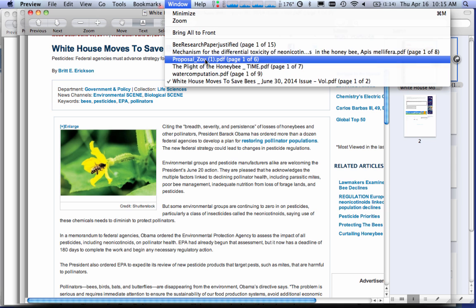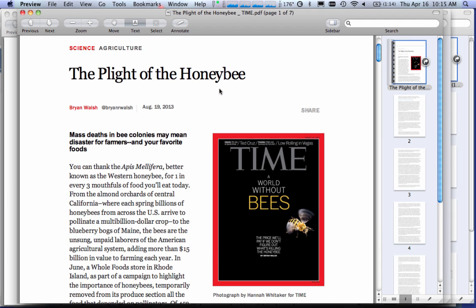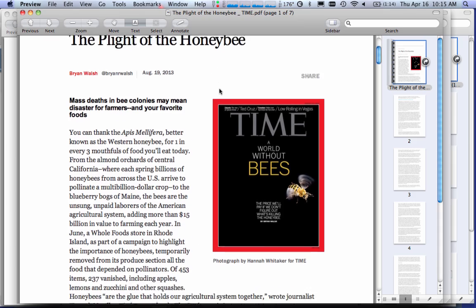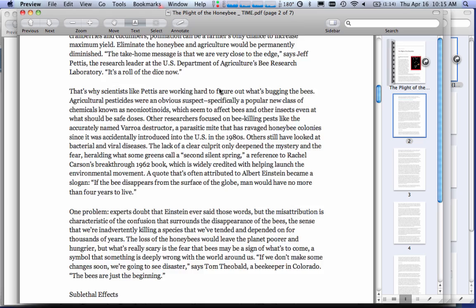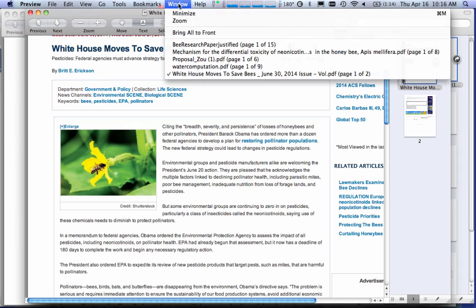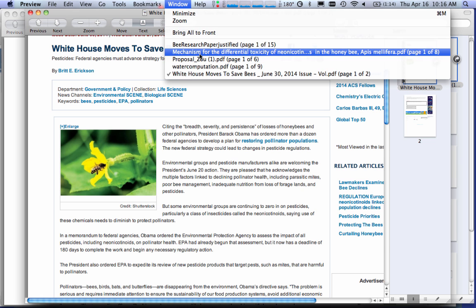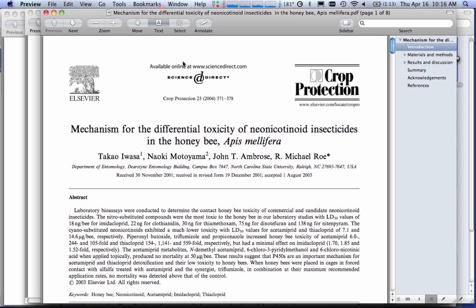I went from there to Time magazine, where about the same time there was an article about what it's like to have a world without bees. So there was a really good article on why we're losing honeybees, so I read that. And again, I moved to now more very specific journal articles. This one is about the pesticides called neonicotinoids.